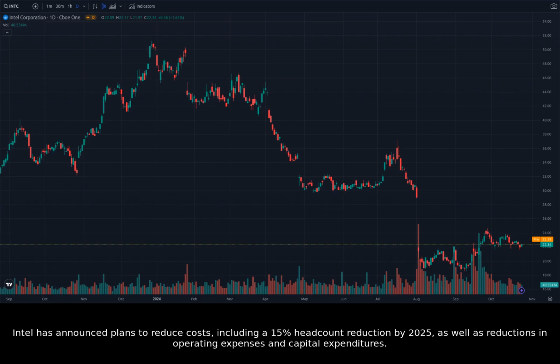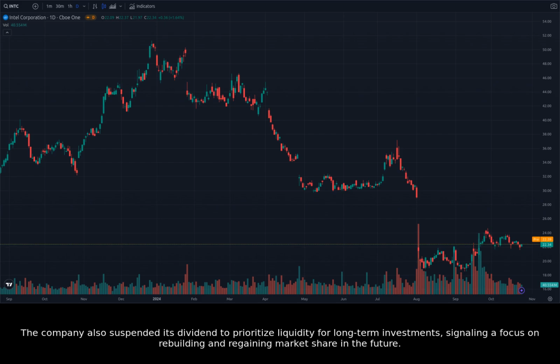Intel has announced plans to reduce costs, including a 15% headcount reduction by 2025, as well as reductions in operating expenses and capital expenditures. The company also suspended its dividend to prioritize liquidity for long-term investments, signaling a focus on rebuilding and regaining market share in the future.